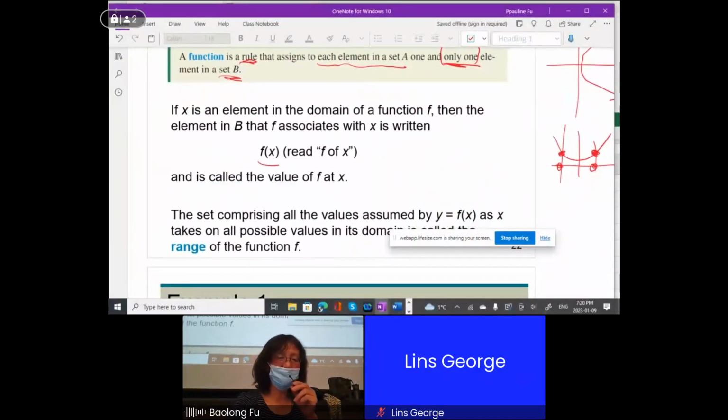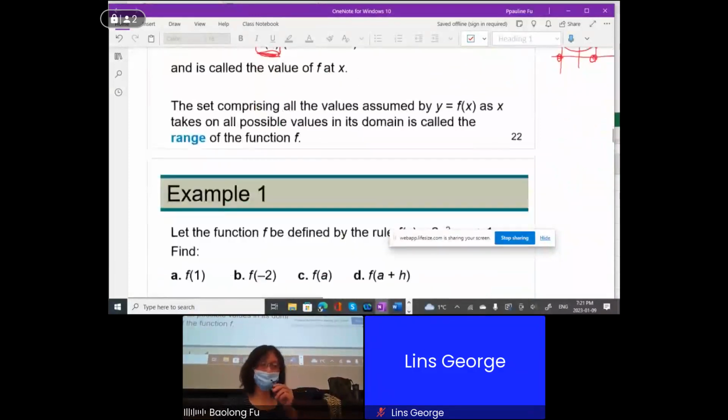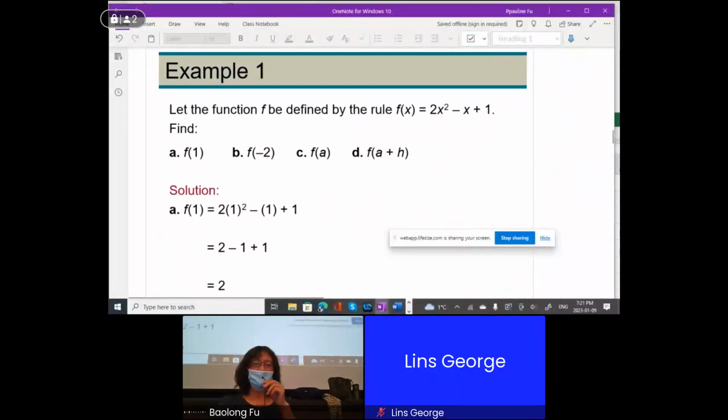So the notation for the function is f of x. We're familiar with this one, but maybe sometimes we don't know how to read this. It is f of x. Sometimes we just simply say fx. Okay, example. If fx equals 2x squared minus x plus 1, find f1. Easy, right? You plug in 1 for x, and you get the final result.